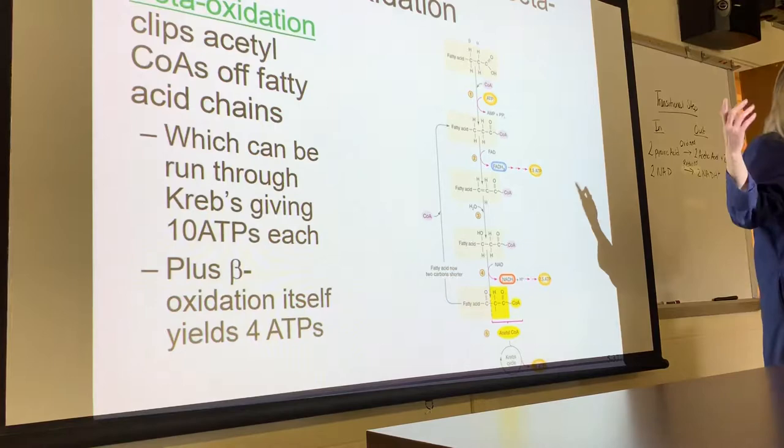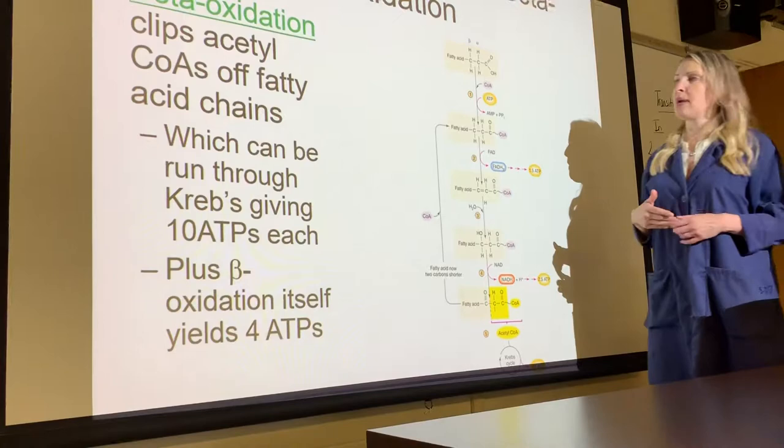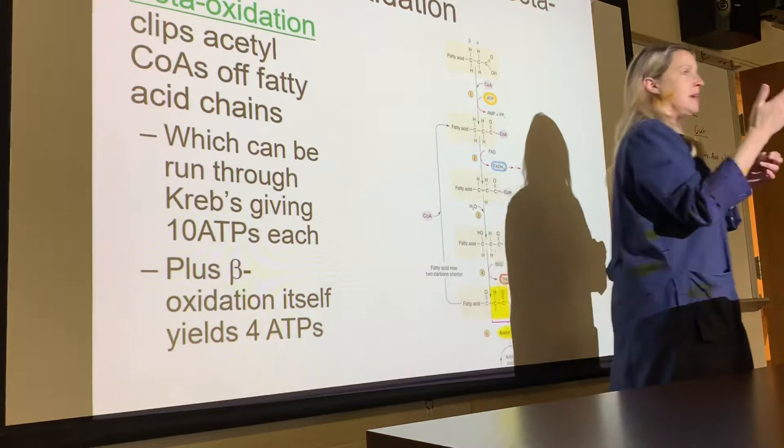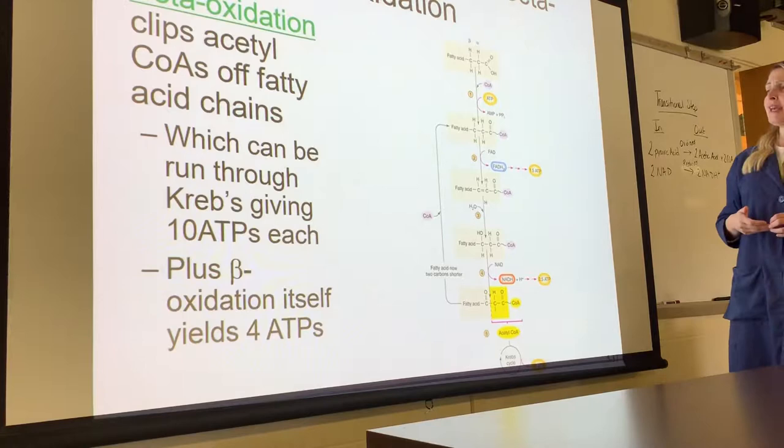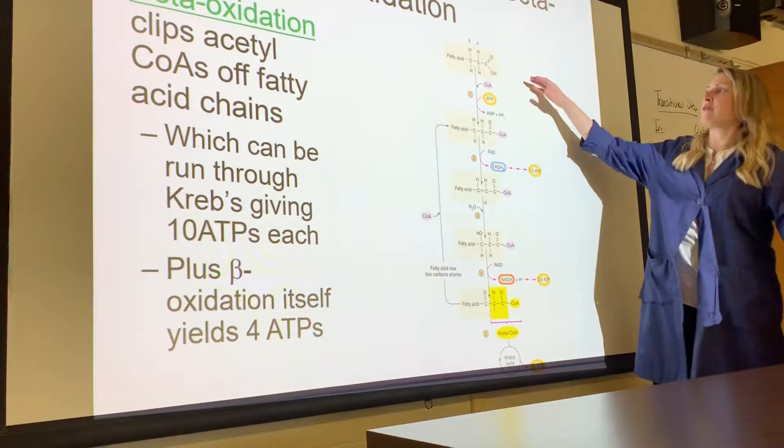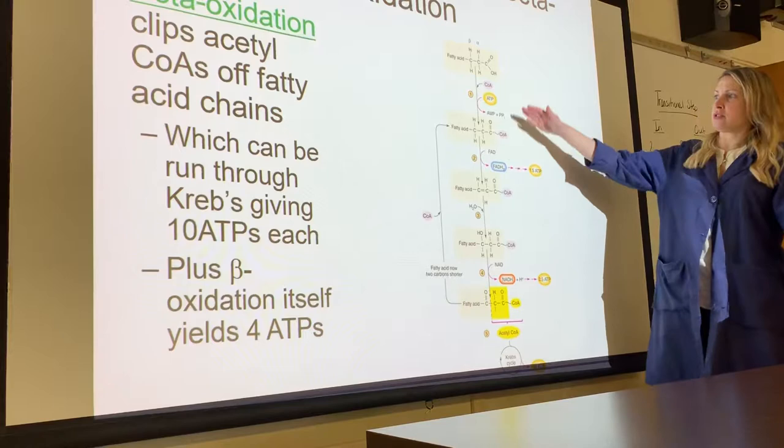So essentially what this process does is we clip off acetyl coenzyme A's, 2 carbons at a time, at the beta carbon. This fatty acid chain is losing those carbons. So that's why it's called beta oxidation. You don't have to know all the particulars of this. What we have here is essentially the process of beta oxidation, which is illustrated here.